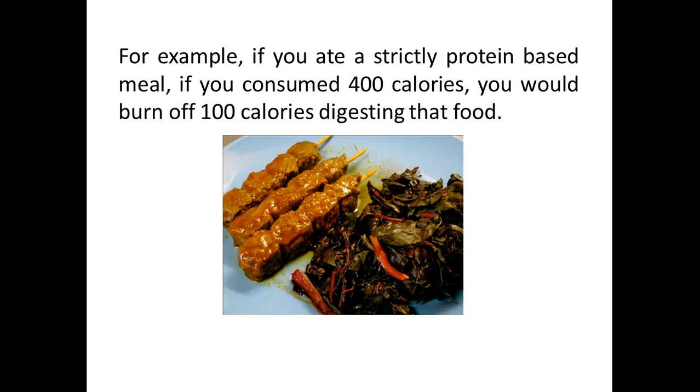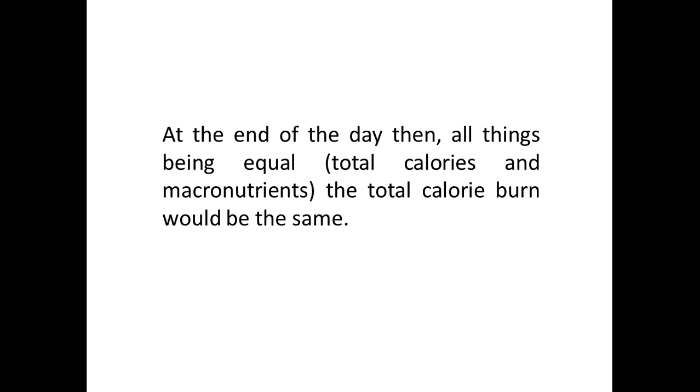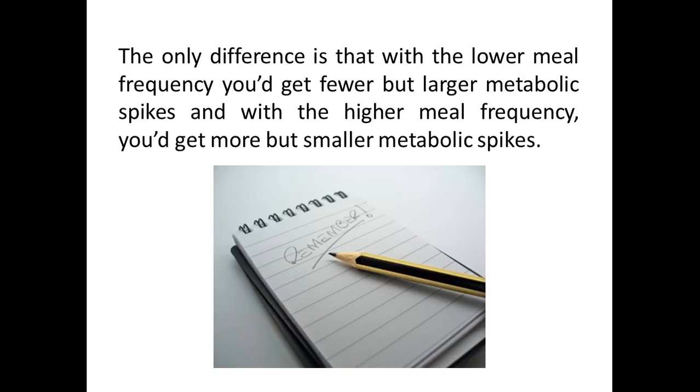For example, if you had a strictly protein-based meal, if you consumed 400 calories, you would burn off 100 calories just by digesting that food. Yummy. If you consume 200 calories, though, then you would burn just 50 calories digesting that food. At the end of the day, all things being equal, total calories and macronutrients, the total calorie burn would be the same. The only difference is that with lower meal frequency, you'd get fewer but larger metabolic spikes.